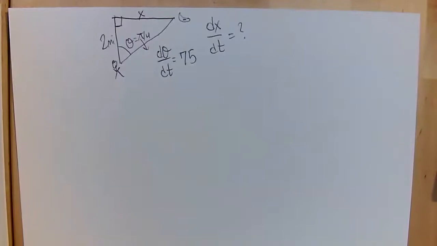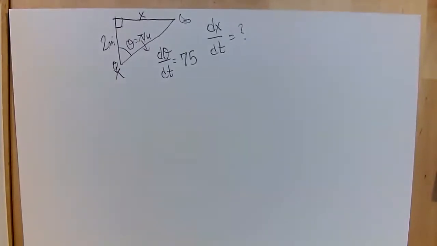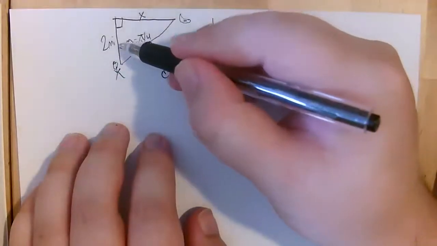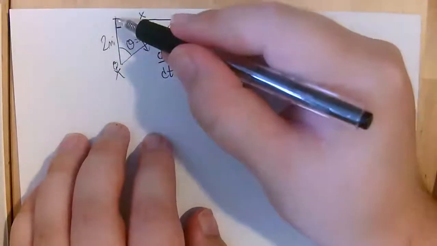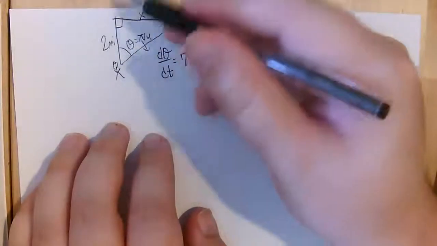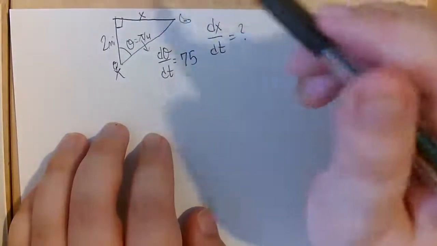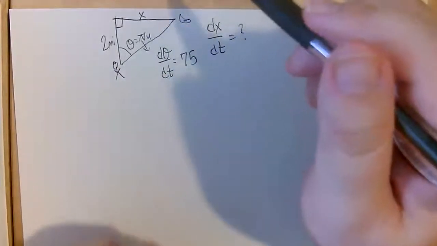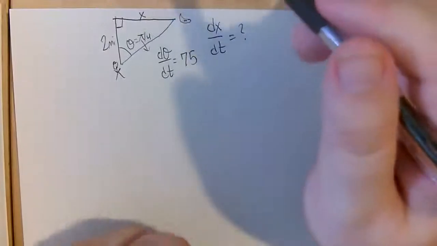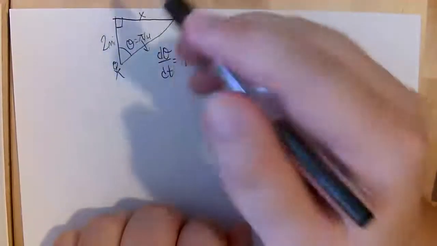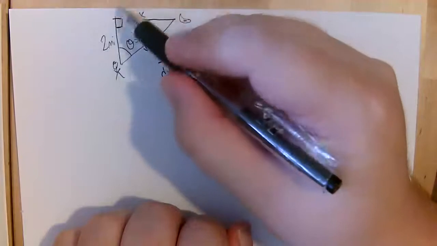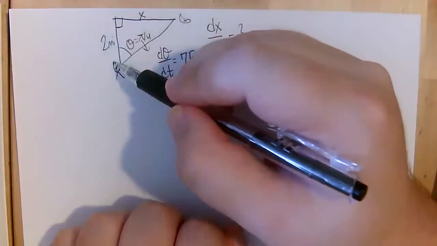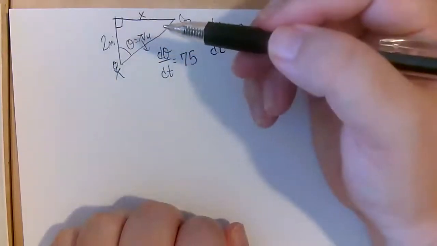Now that we've drawn the picture and written down our information, we need to write an equation relating everything going on here. Well, we have a theta, this angle right here, and two sides of a right triangle. Having an angle and two sides of a right triangle makes me think of trig functions. If my theta is here, x is my opposite side, 2 is my adjacent side, so I should probably use tangent.